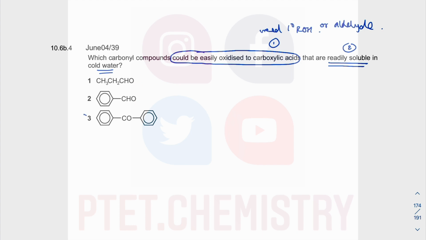I can cross out 3 straight away because that thing is a ketone. So when you have a phenyl, it refers to C6H5. So this is the benzene ring.